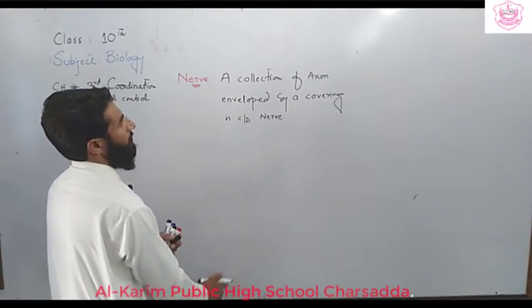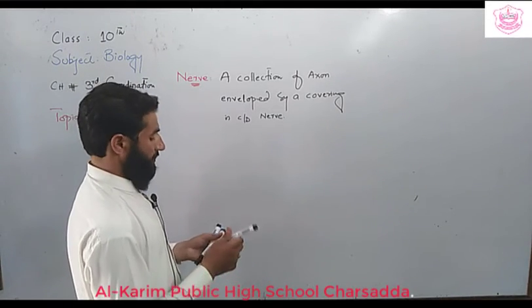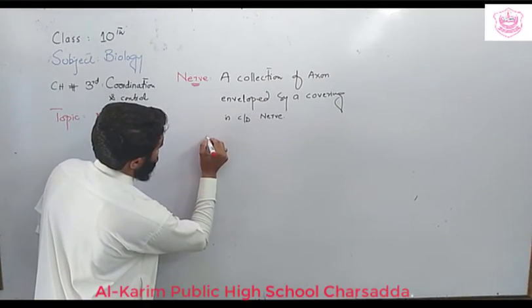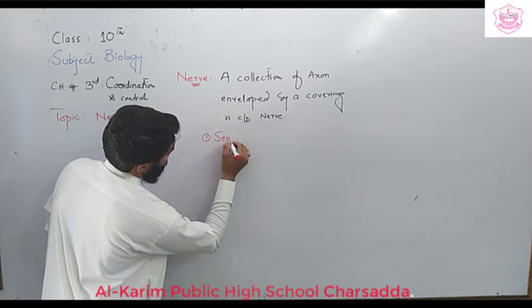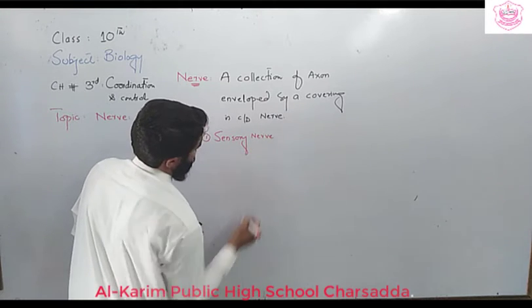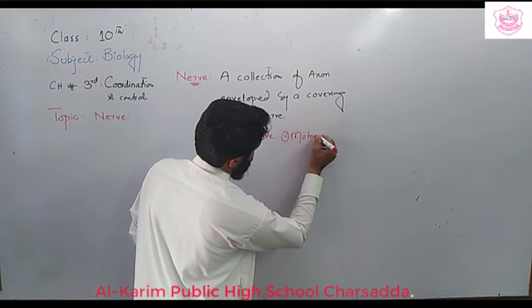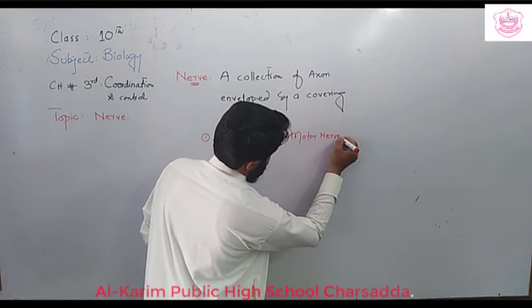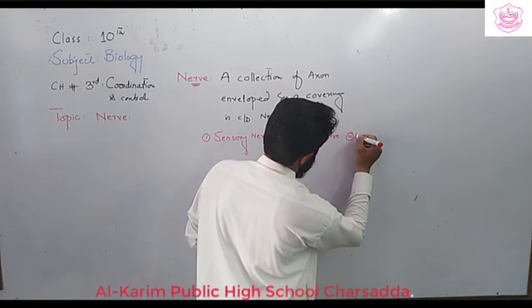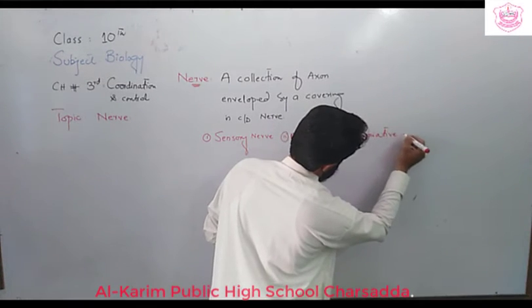Just like neuron, on the basis of axon, there are three types of nerve. First one is sensory nerve, second one is motor nerve, third one is associative nerve, also called mixed nerve.